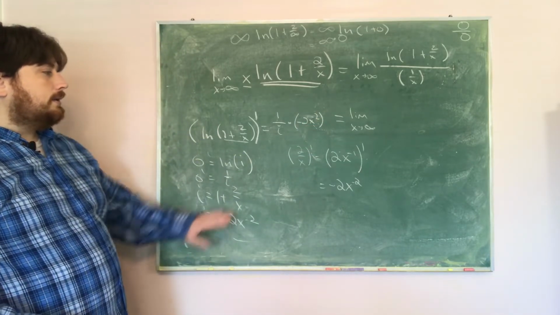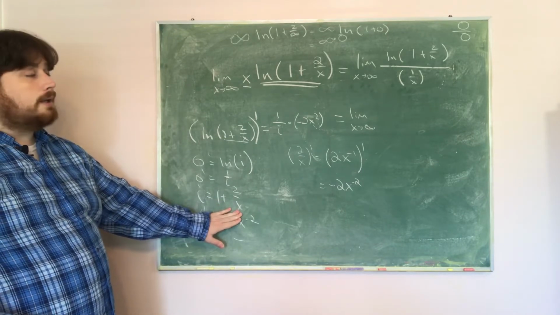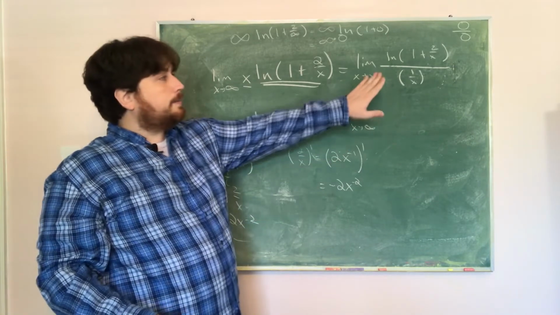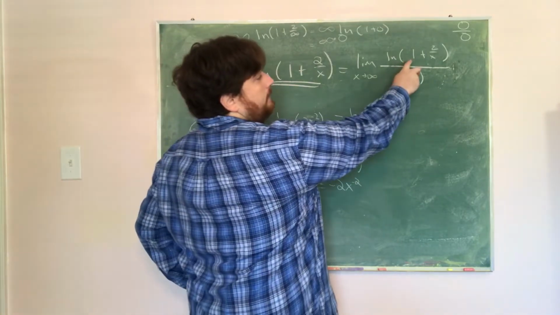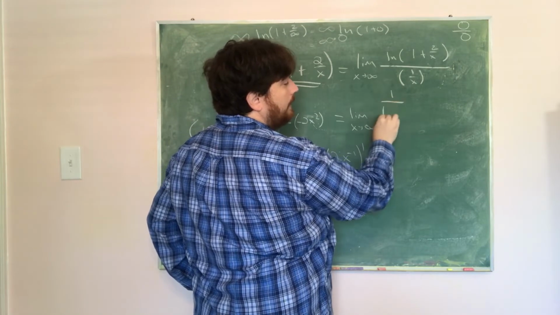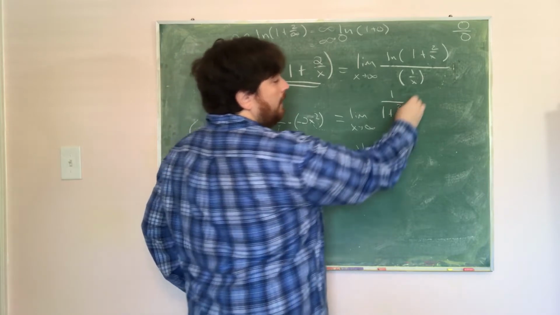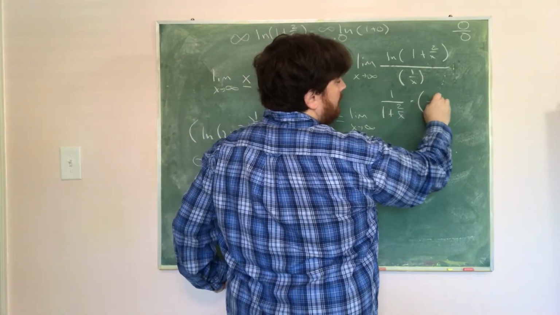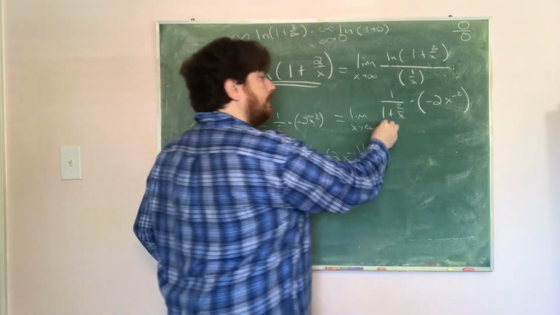And so the last thing I need to do is plug in the inside. Remember, it was 1 plus 2 over x. Since I'm going to need that as part of my limit, I'm just going to write that in here. So the derivative of just the top, I haven't touched the bottom at all, is 1 over 1 plus 2 over x, times the inside derivative, negative 2x to the negative 2.